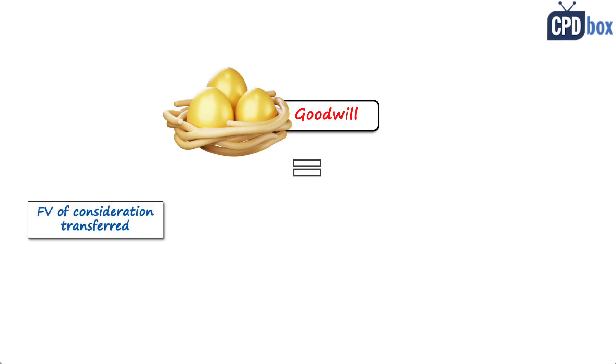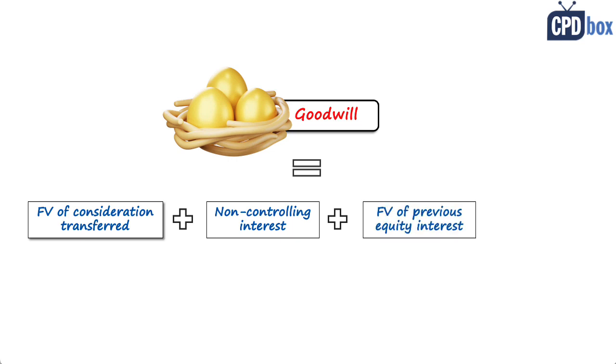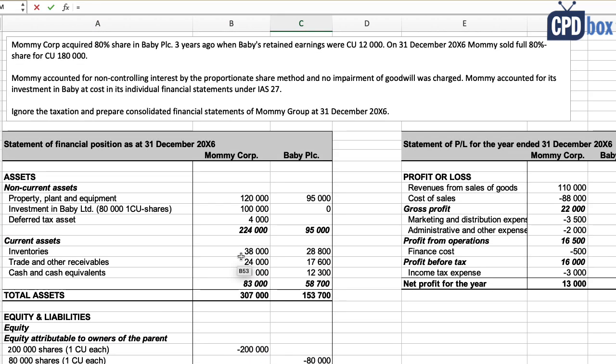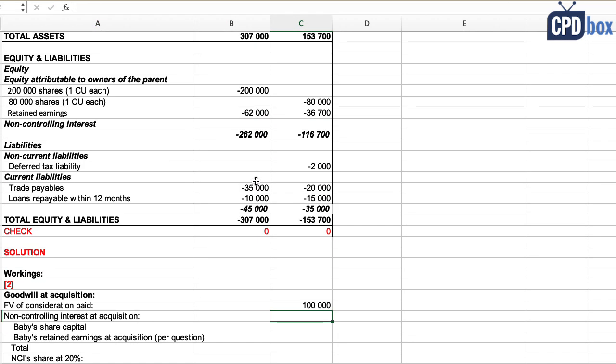Short reminder, goodwill at acquisition date is calculated as fair value of consideration transferred plus non-controlling interest in subsidiary. This is the part belonging to other shareholders. So if the parent acquired less than 100%, plus fair value of previously acquired interests. It's relevant when subsidiary is acquired in stages, but not applicable in this case. And minus subsidiary's net assets. So Mommy paid 100,000 for its share. We have that in its balance sheet.